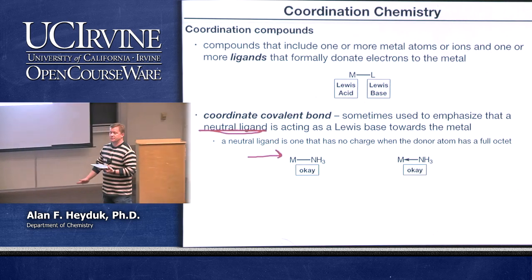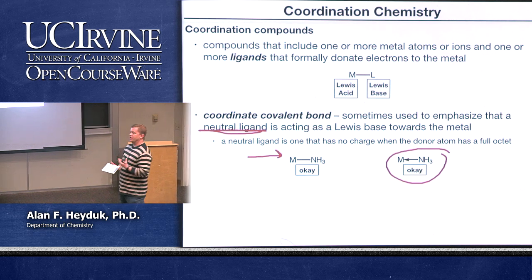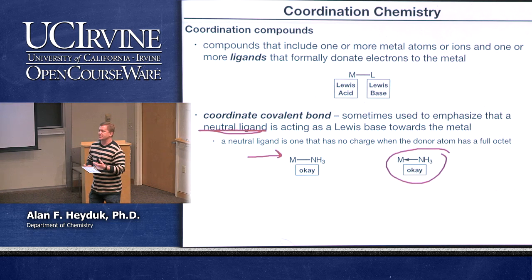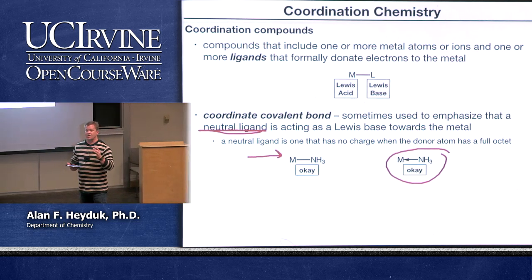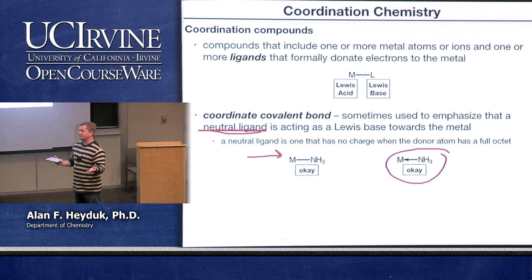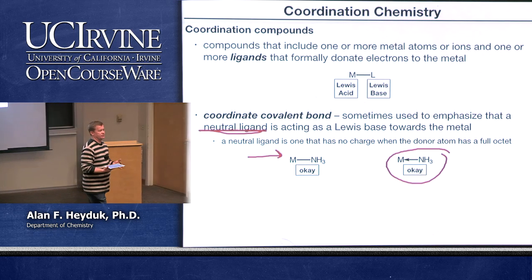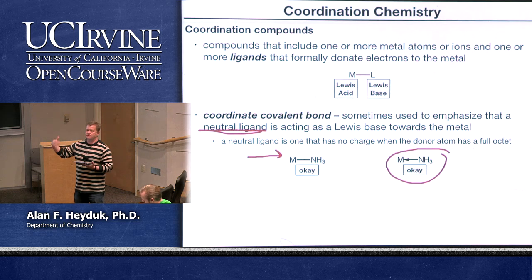That's fine. You'll also see it written with an arrow, and this is really a more complete way to describe a coordinate covalent or dative type bond, because it's emphasizing the fact that ammonia is a neutral Lewis base. Basically, the arrowhead is a way to count electrons. It's keeping track of who those electrons belong to if everything is going to be neutral.